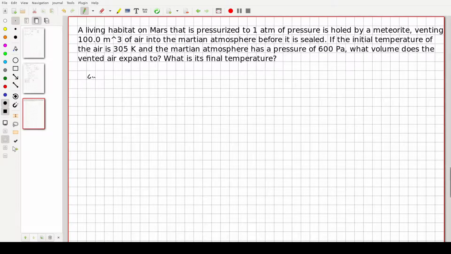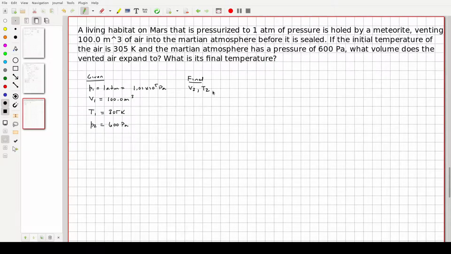So what are we given here? Our initial pressure, which I'll call P1, is 1 atmosphere. 1 atmosphere is 1.01 times 10 to the 5th pascals. My initial volume, which I'm going to call V1, is 100.0 cubic meters. The initial temperature of my air, which I'll call T1, is 305 Kelvin. I also know my new pressure. That is 600 pascals. Now I'm trying to find my new volume and also my new temperature.